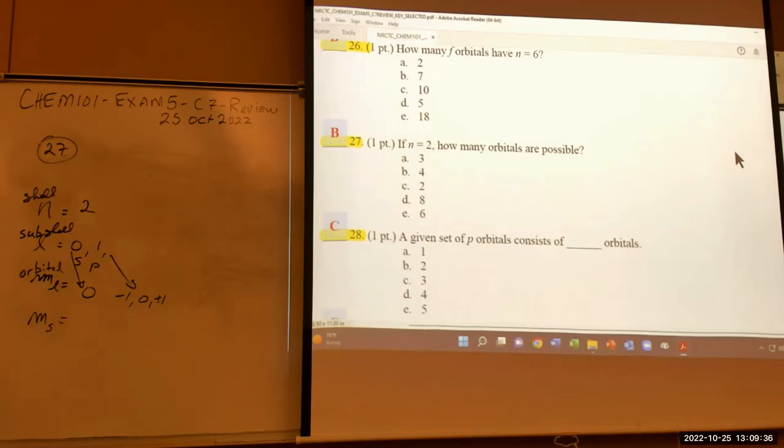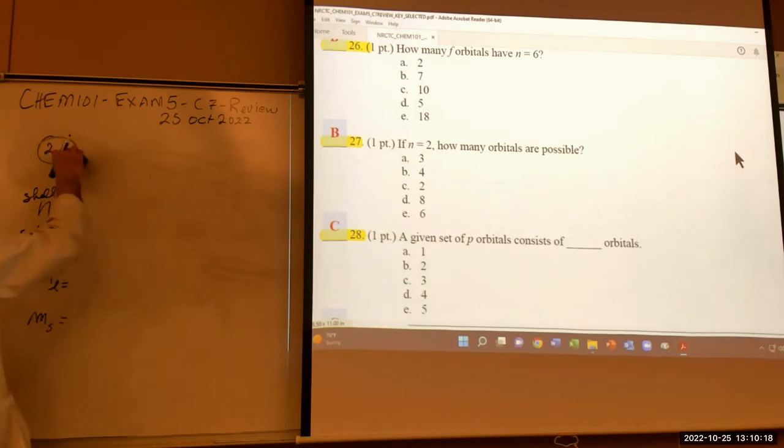Here. Okay. Why do we have zero twice? Oh, because it's a different subshell. This subshell S can give us one orbital. The S can give us only one orbital. Because it's minus zero, zero, and plus zero, to be facetious. And then the one is another possibility from N equals two, right? So one equals minus one, zero, and plus one possibility. And just add them up. Okay? All right. That was 27, which should be B.